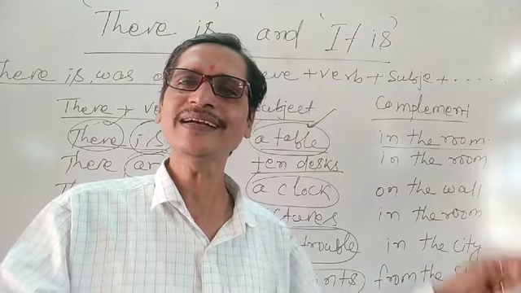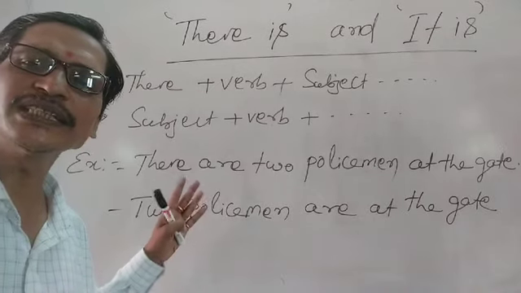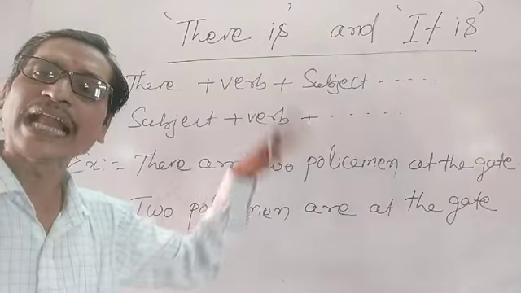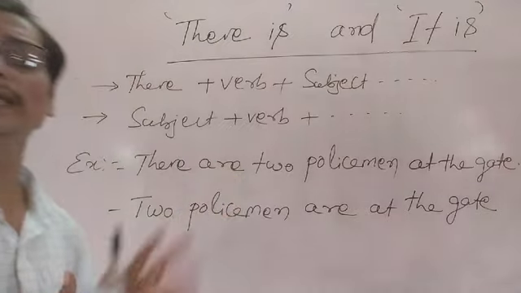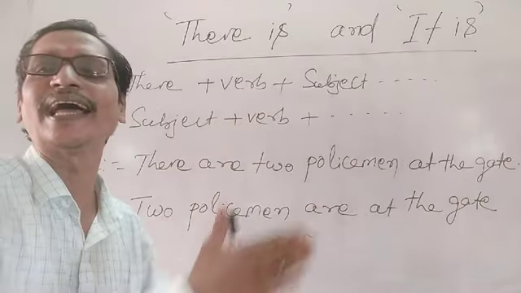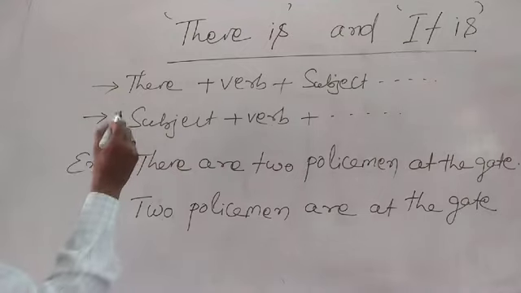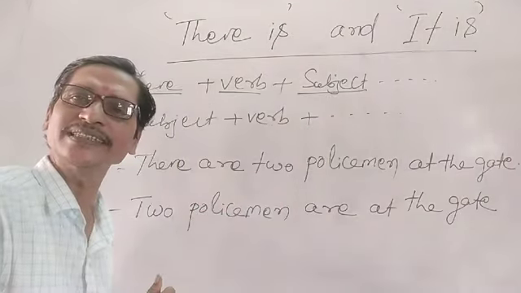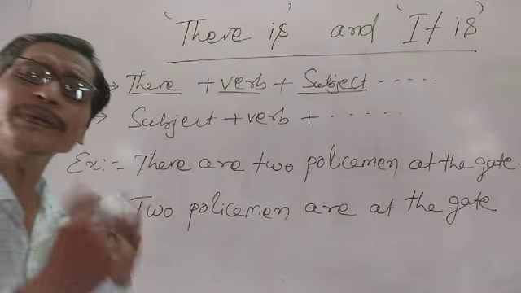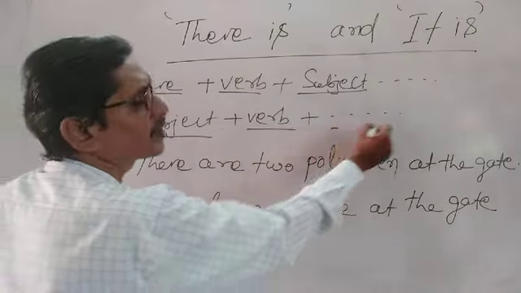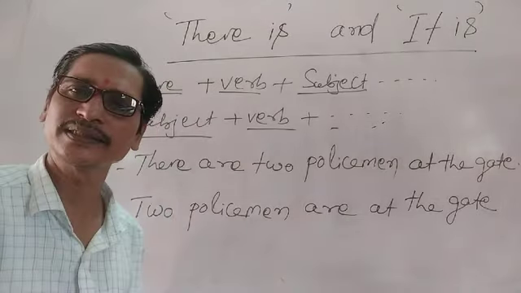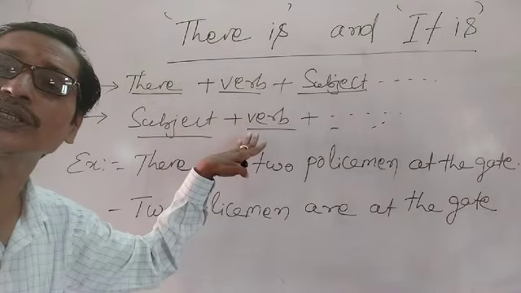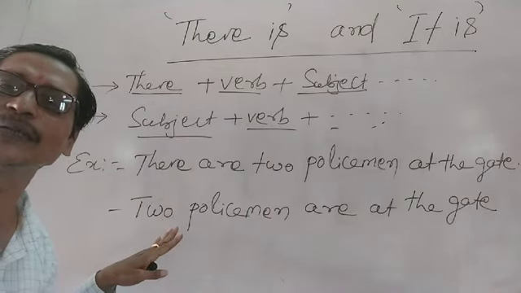Okay, let me write and tell. Here you see, we are understanding the difference between there is and it is. Now our discussion is only about there is and the use of there. So here you see, normally we use there plus verb plus subject. Understand? The same thing can also be expressed using subject plus verb plus other words, you can say the complement. But what happens in accordance with these two structures? I have written two such examples over here.